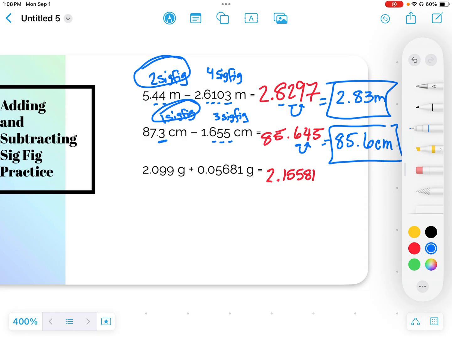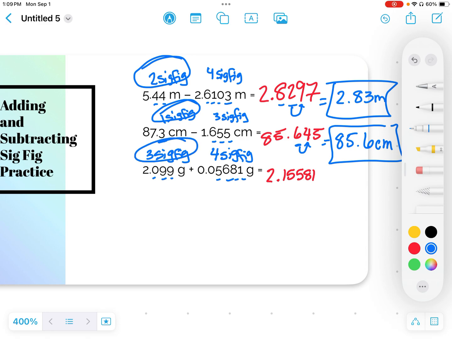Again, looking at 2.099, that 0 gets to count as a sig fig because it's sandwiched between two numbers. So we have 1, 2, 3 sig figs. While looking at 0.05681, these zeros here do not get to count as significant because they are leading zeros. So our first sig fig starts at 5. So 5, 6, 8, and 1. So there's 4 sig figs here. Again, we go to the lowest amount, so we're going to go to 3.